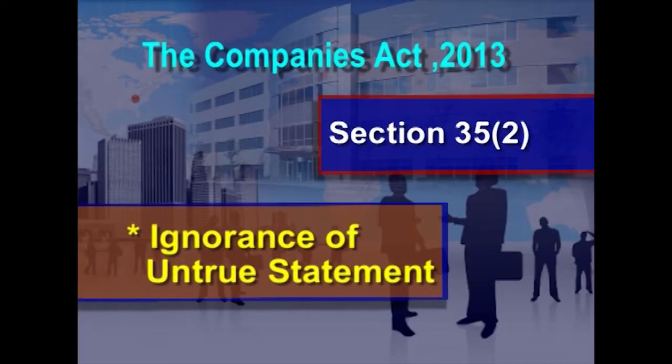Ignorance of untrue statement. Sometimes a director may be ignorant of the untruth of the statement made in the prospectus. Such a director can defend himself by showing that on becoming aware of the untrue statement, he withdrew his consent by a reasonable public notice. Obviously, this must be done before allotment.